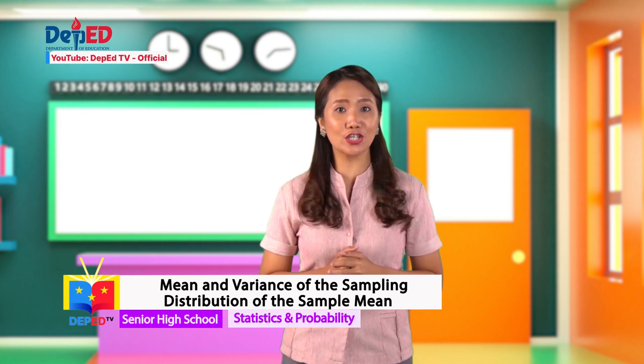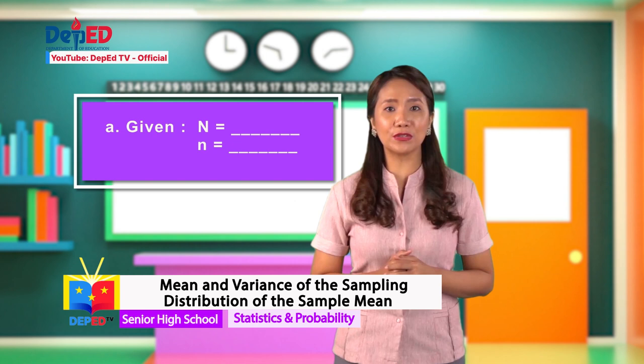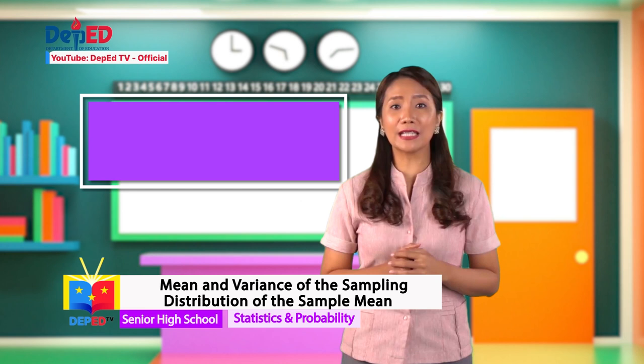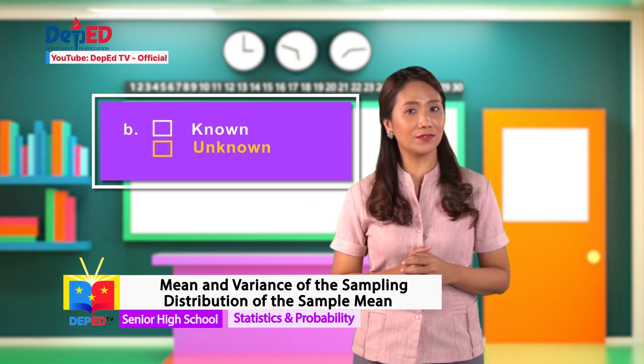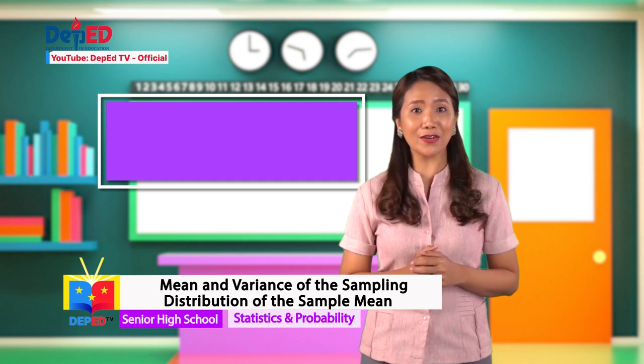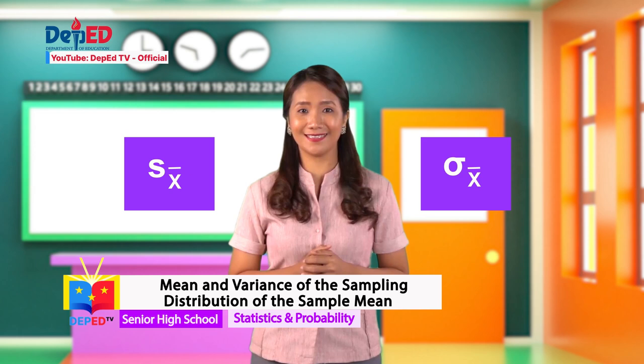But for now, let's have another activity. I will present the problem, then we'll do several tasks. First, we will supply the values of the given variable, if there is any. Then, we will identify whether the situation provides an avenue for us to compute the value of the variance. In that case, we'll write known. Otherwise, we write unknown. Then we will also identify the formula to be used to estimate the standard error of the mean by writing the symbols when the population variance is known and when the population variance is unknown. I'll give you 5 seconds for every item.